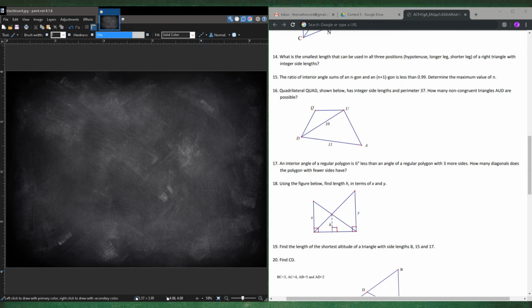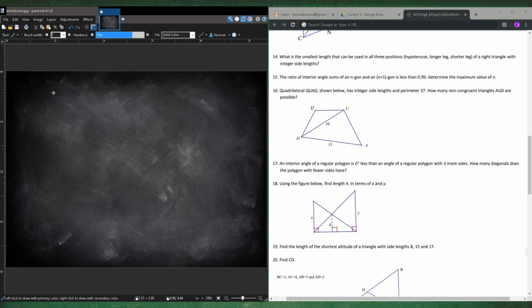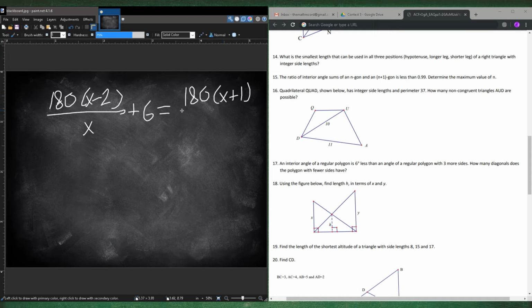Number 17. The interior angle of a regular polygon is 6 degrees less than the angle of a regular polygon with three more sides. How many diagonals does the polygon with fewer sides have? So let's say the regular polygon with the fewer sides has x sides. So the interior angle is just 180 times x minus 2 divided by x. And then you add 6, because the 6 less than it is equal to the interior angle with 3 more sides. So it's 180 where x is x plus 3, so that's x plus 1, because x plus 3 minus 2 is x plus 1, over x plus 3.